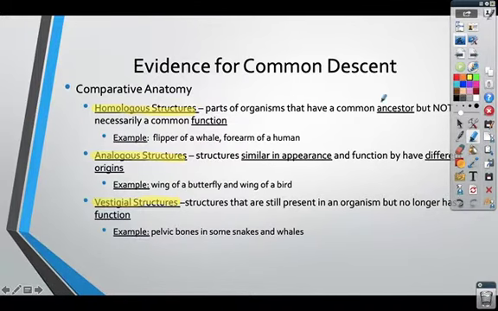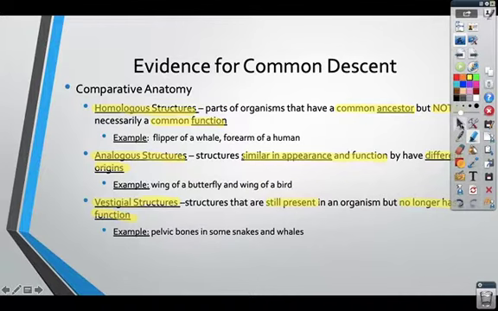So homologous structures have a common ancestor, but they do not have a common function. Analogous structures are the opposite. They have similar appearances and functions, but they have different ancestral origins. And then lastly, vestigial structures are things that are present, but they don't do anything anymore. So they're there, but they no longer have a function. And oftentimes they're much decreased in size.